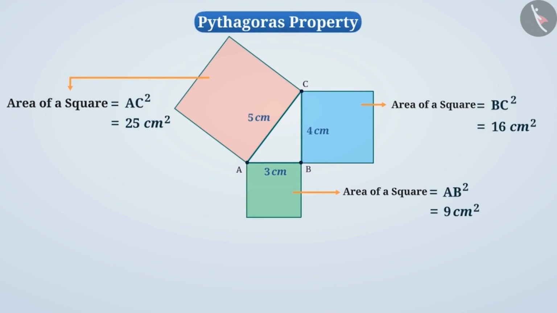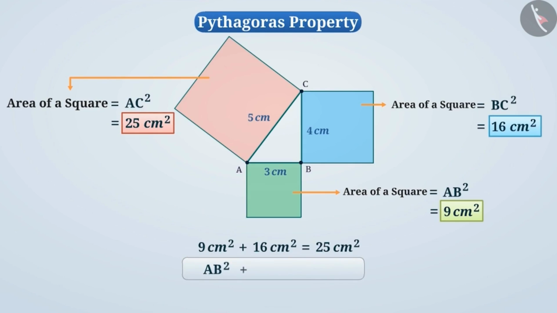Here comes an interesting point. Guess what this is? Think for a while. Correct. Here we see that 9 cm square plus 16 cm square is equal to 25 cm square. Or, in terms of square of sides, we can write it as AB square plus BC square is equal to AC square. This is an interesting relationship between the hypotenuse and the remaining sides of a triangle.